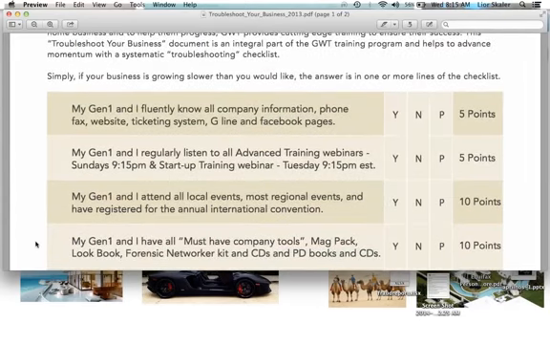Next item: my Gen 1 and I have all must-have company tools, including the MagPack, Lookbook, Forensic Networker Kit, and CDs and personal development books and CDs. If the answer is yes, 10 points. No, 0. Partial, 5 points.